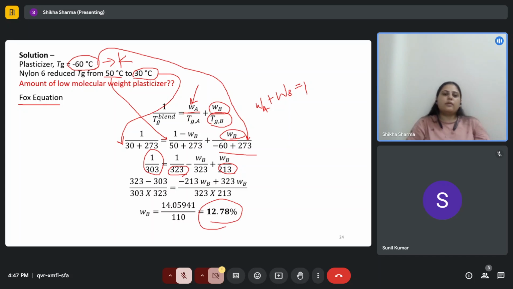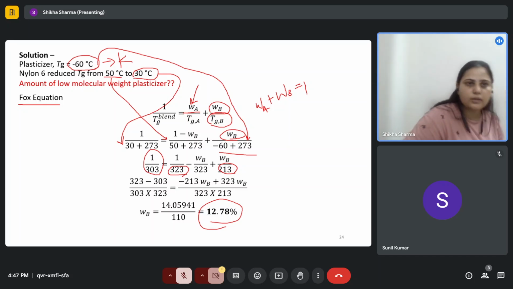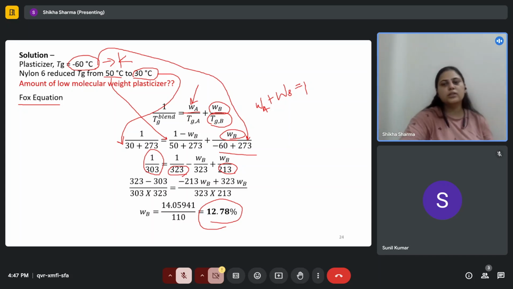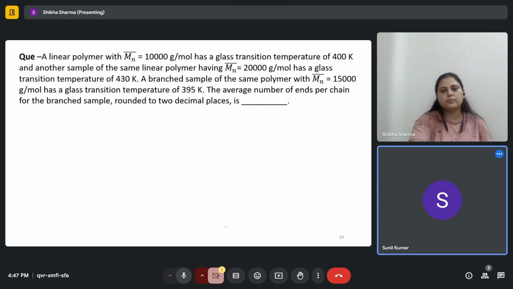So when we solve this, we will get 12.78% as our answer, which is the amount of the low molecular weight plasticizer which we are adding to the nylon 6 to decrease its glass transition from 50 to 30 degrees Celsius. And the plasticizer is having the Tg of minus 60. So you understood? Are you following? So let's move to the next question.